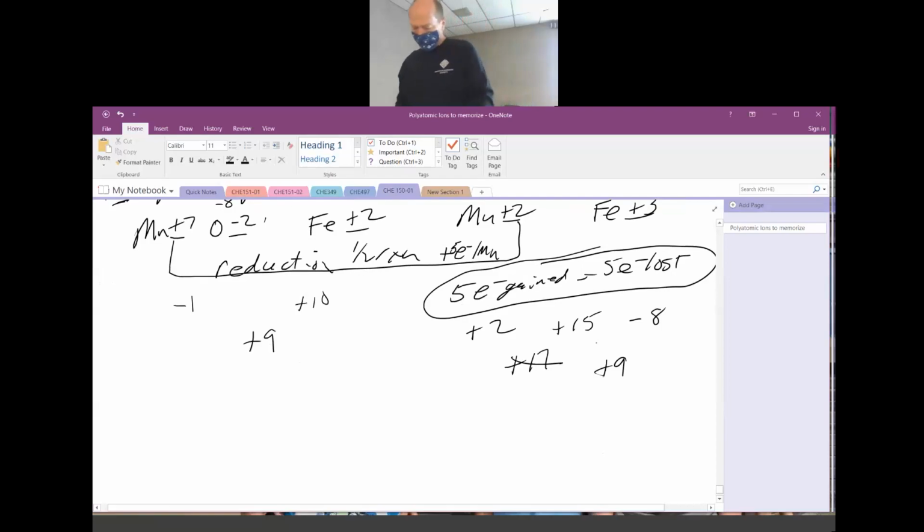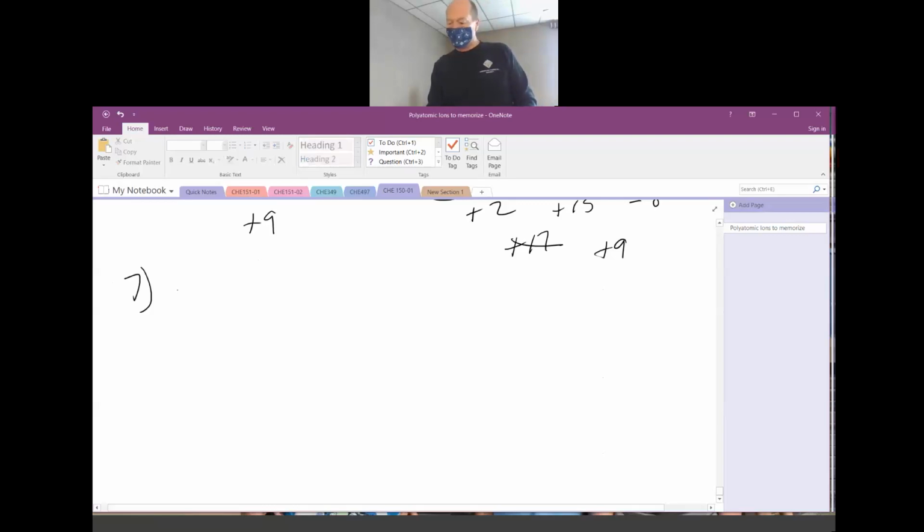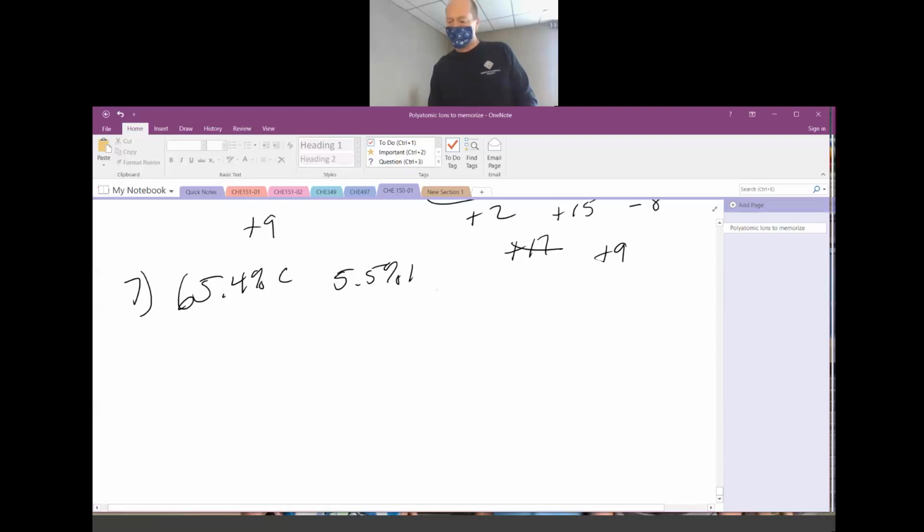All right, next one. There's a guarantee that this one is on the test as well, and it is empirical and molecular formula. Always at least one empirical molecular formula problem on the test. All right, and so this one is 65.4% carbon, 5.5% hydrogen, and 29.1% oxygen. One of those would not have to be given.